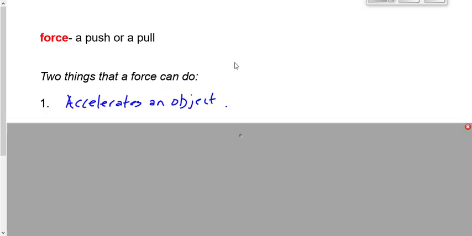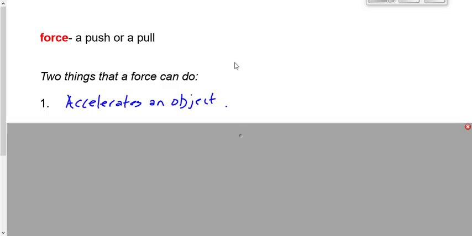Speed up, slow down. Do you know that changing direction is also an acceleration? Okay, even if you don't change speed, if a car is going around a turn at 100 kilometers per hour and it remains at 100 kilometers per hour, it's still accelerating, because acceleration is based on the change in velocity, not the change in speed. And as long as the direction is changing, the velocity is changing. So speed up, slow down, change direction. They all fit within accelerating an object. That's the first thing that a force can do. Cause an object to accelerate, to speed up, to slow down, to change direction.